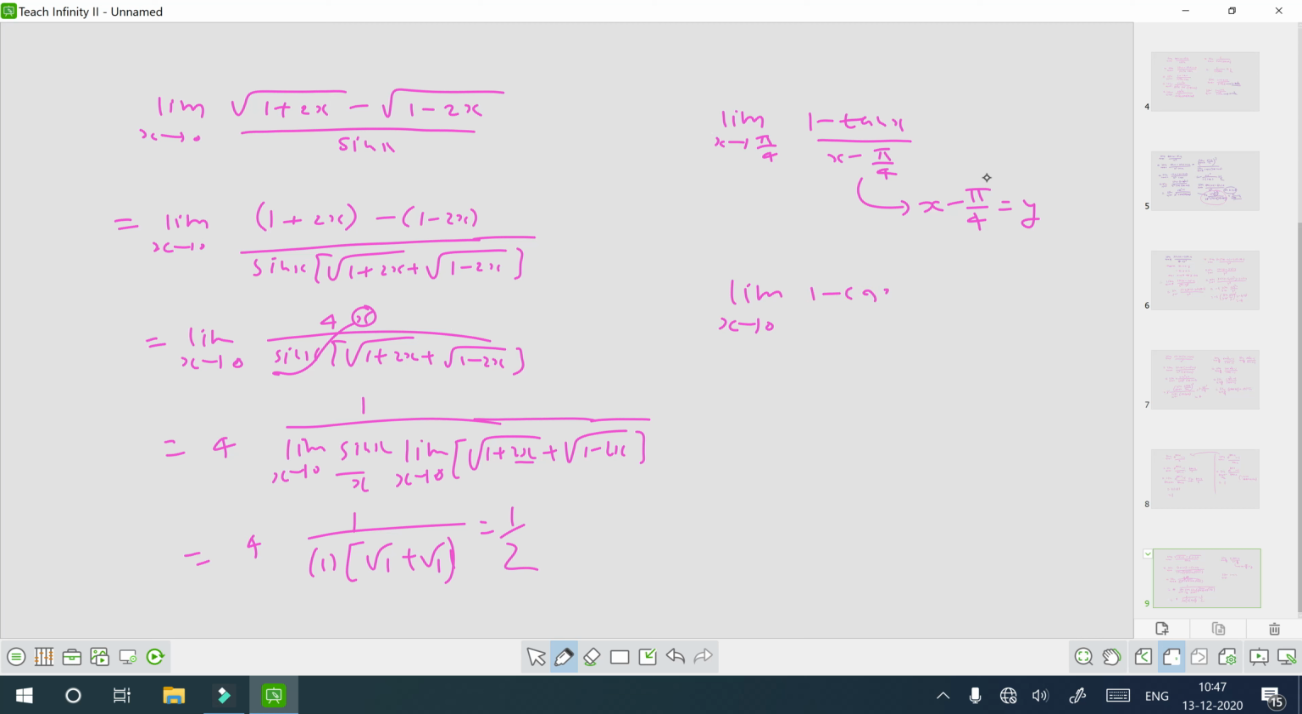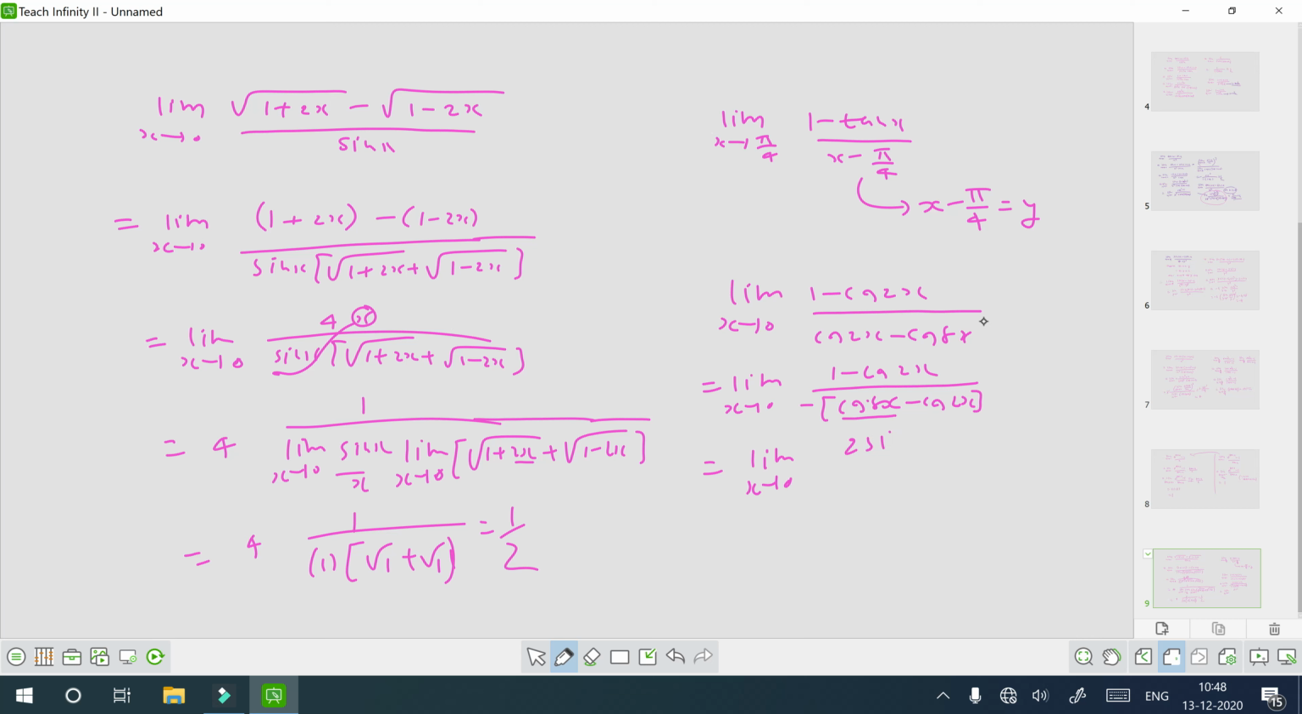1 minus cos 2x over cos 2x minus cos 8x. See how to solve this one. That is equal to limit x tends to 0, 1 minus cos 2x. Can I write minus of cos 8x minus cos 2x? Yes. That is equal to limit x tends to 0, greater angle first. This is the reason why I am taking minus sign common from the denominator quantity.